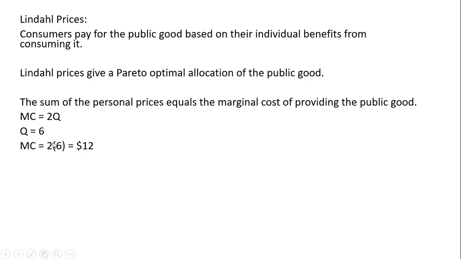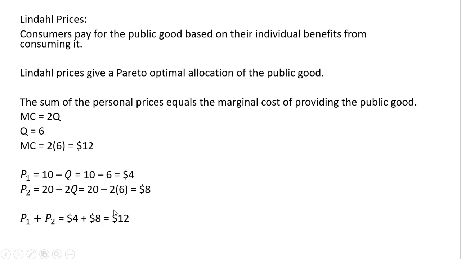So the marginal cost of providing the public good, we found that 6 was the optimal quantity. Plugging that 6 into marginal cost, we see that the marginal cost is 12. And notice that consumer 1, as we found out, paid $4. Consumer 2 would pay $8 per unit. Adding up those prices equals the marginal cost.